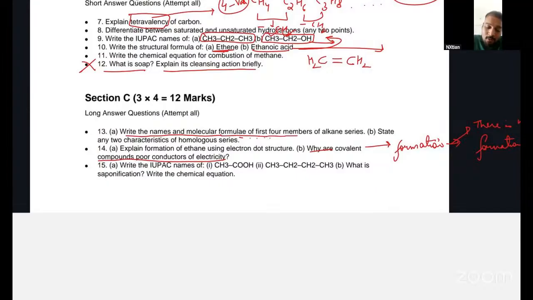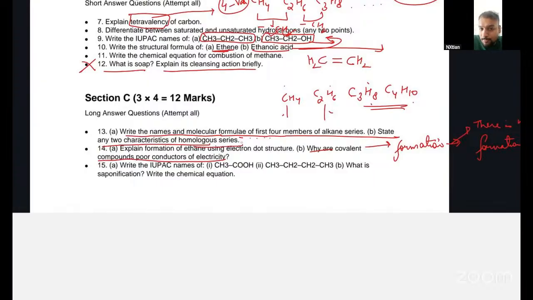Now, what are the first four members of an alkane? The first four members are methane, ethane, propane. David wrote the wrong molecular formula. Why, David? These are the first four: CH4, C2H6, C3H8, C4H10. This is called methane, ethane, propane, butane. Right, the two characteristics of a homologous series. First, they differ by CH2. The second one is they have similar chemical properties but different physical properties.